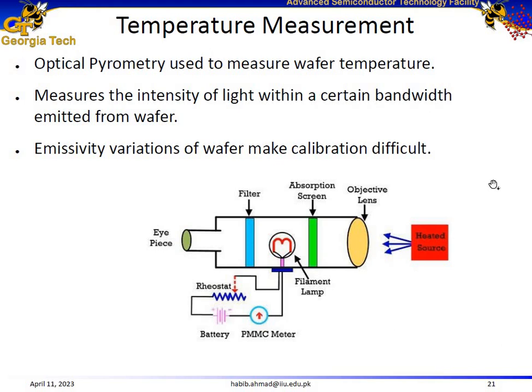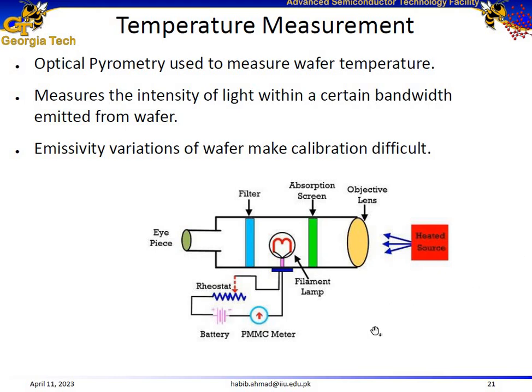Okay, now the question is, how do you measure the temperature during this process? Generally, you measure the temperature via a thermometer, and in a thermometer, you actually make physical contact with the surface on which you want to measure the temperature. But for this process, for rapid thermal annealing, you don't measure the temperature via a thermometer. You don't make physical contact with the heated surface.